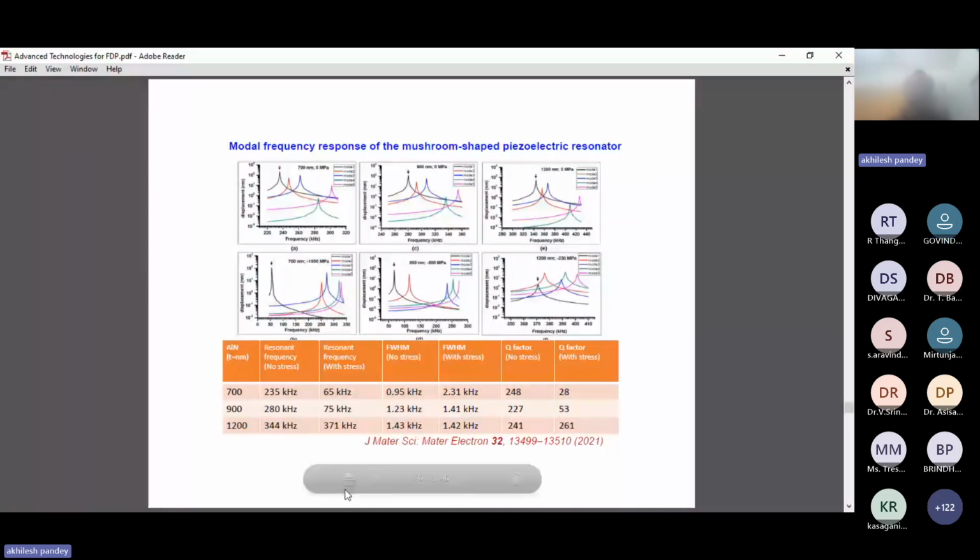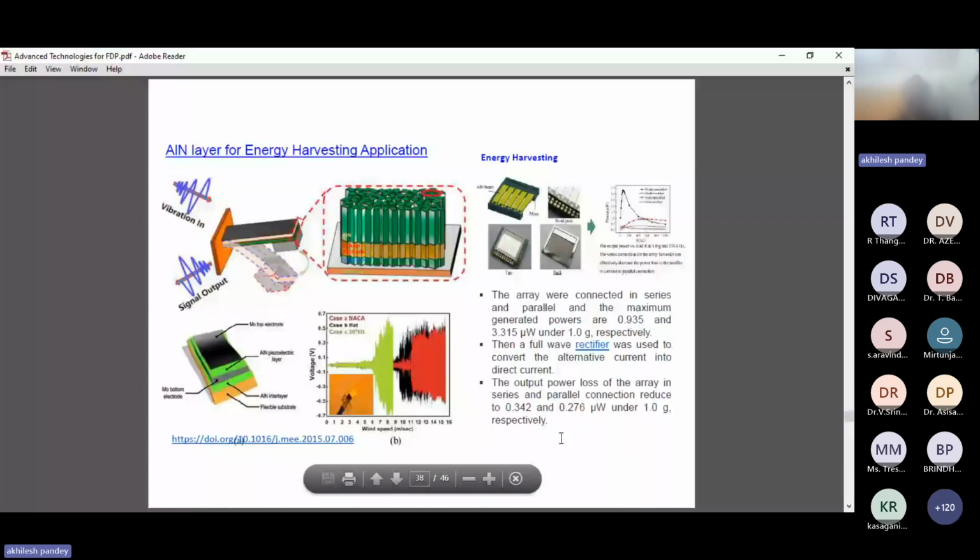While changing the resonant frequency, without stress and with stress it is changing, and the Q factor is also changing. So now aluminum nitride can be used for energy harvesting also.